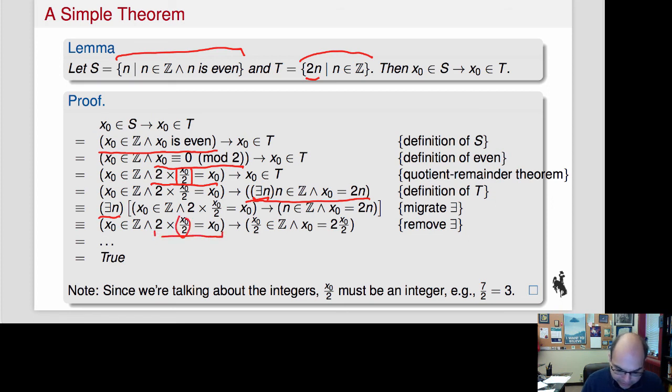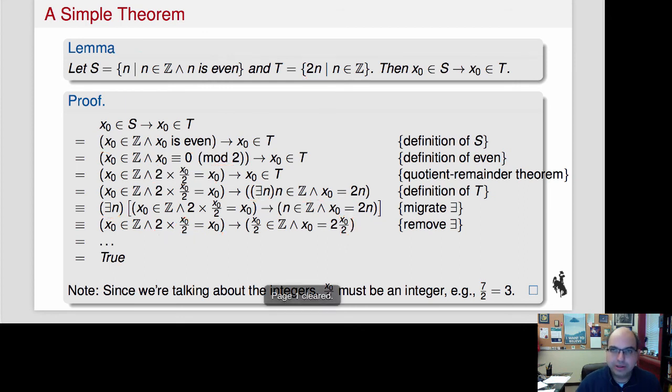So this is our choice of n, right? And you see that right here, right? n has become x0 over 2. That was our choice. That's the creative part of the proof. And then after that, we're just going to get true, okay? So that's the proof, right? That's it. Okay.